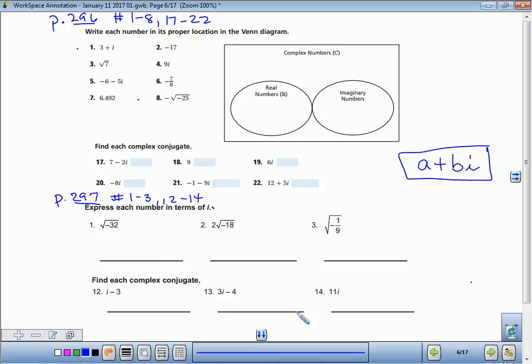Give it a try. On 1 through 8, all you're doing is drawing this bin. Does this number live in the real bubble? Does it live in the imaginary bubble? Or does it live in the complex box? Now, let this sink in: the real part and the imaginary part both live in the complex box, because what is the complex number made up of? A real part and an imaginary part. That's why they have to live in the box. Try that.